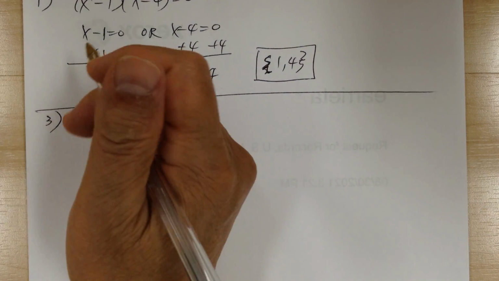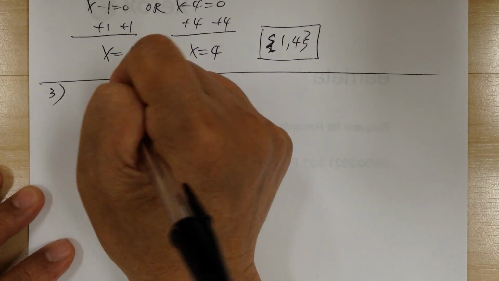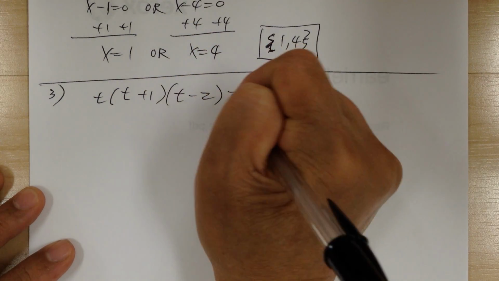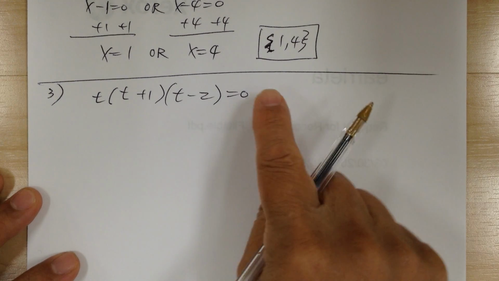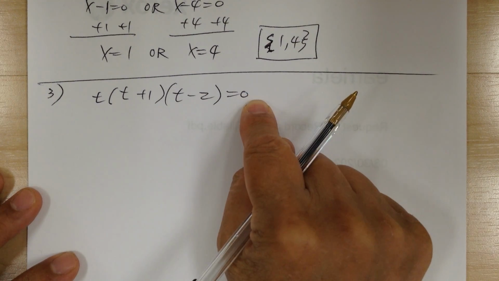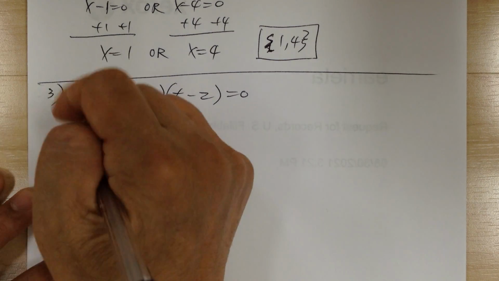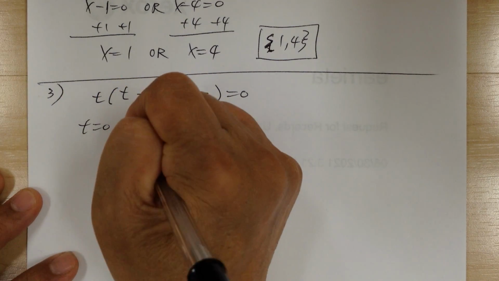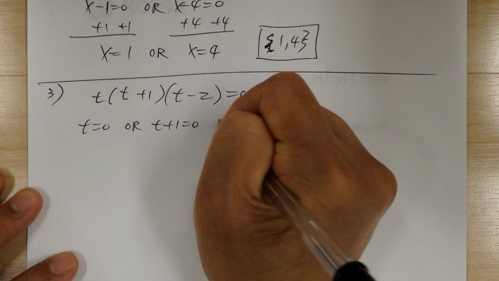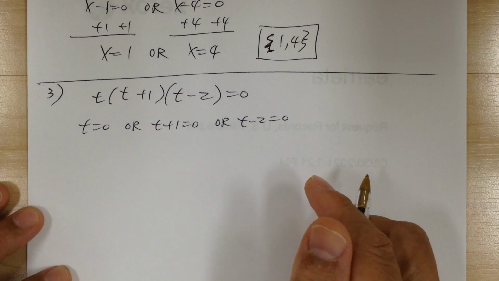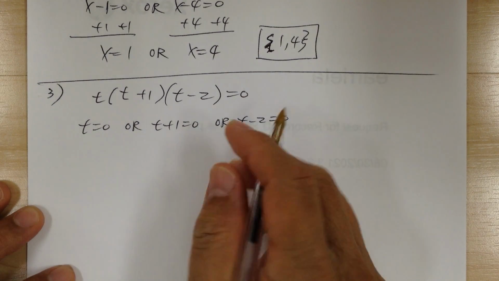Number 3, okay, you have t(t + 1)(t - 2) = 0. So again, first thing you have to check, make sure it's equal to 0. Second thing, you have to make sure this is factored. So these are all set. So you can set each part equal to 0. So you apply the zero product property. So this is done already.